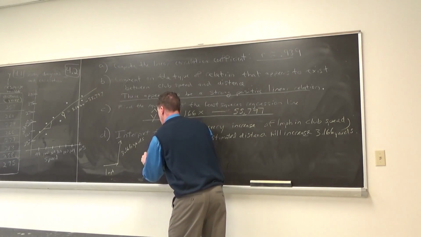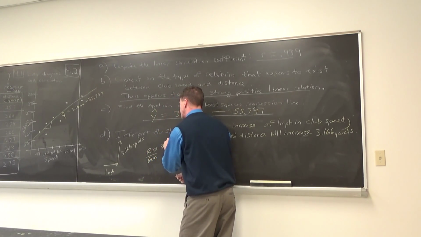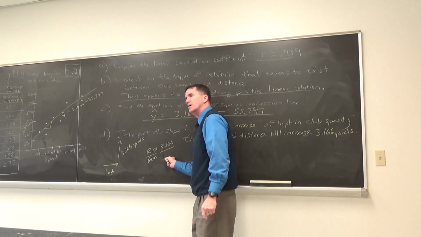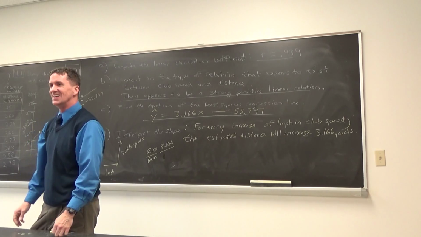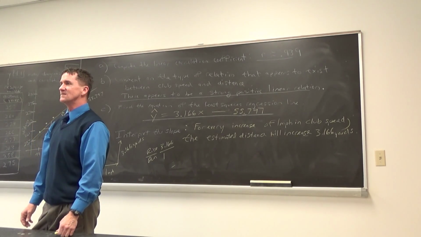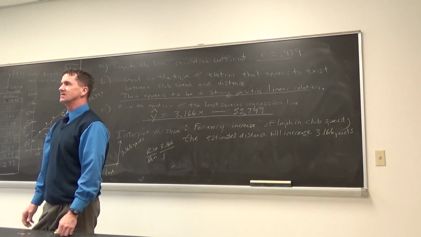For slope, you've heard that before. The rise is 3.166. The run is just a what? 1. So you go, oh, can I always use a run of 1? Sure. Sure you can. Right? Is that okay with that?